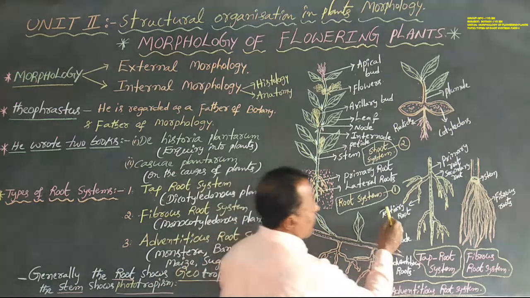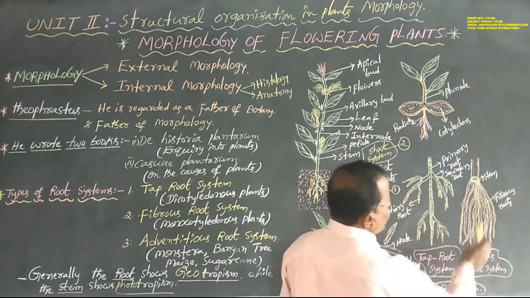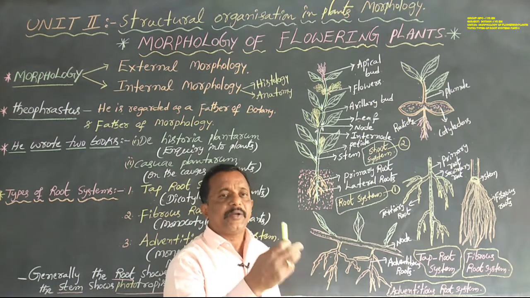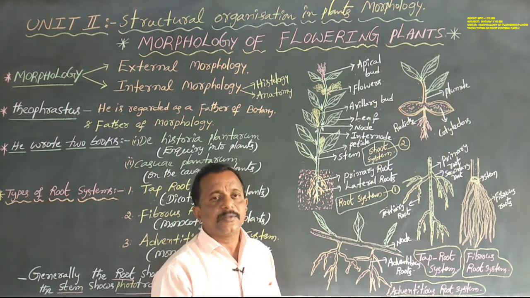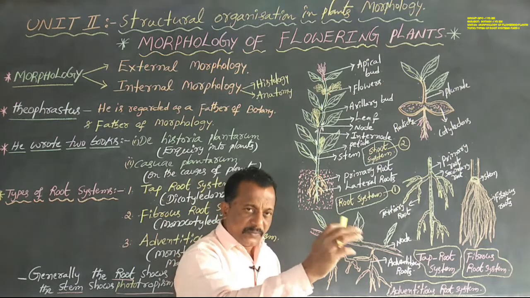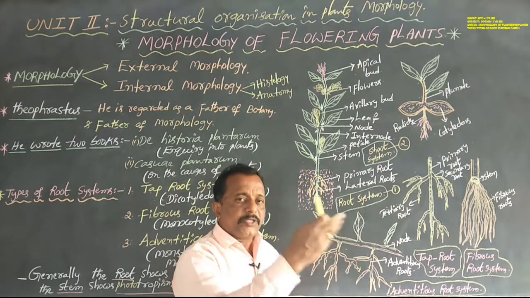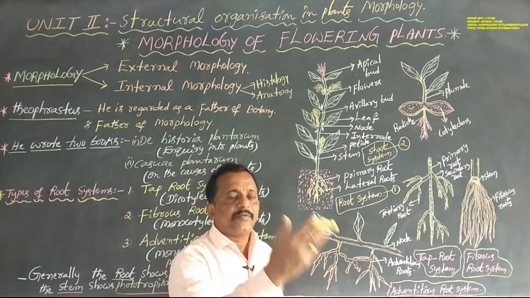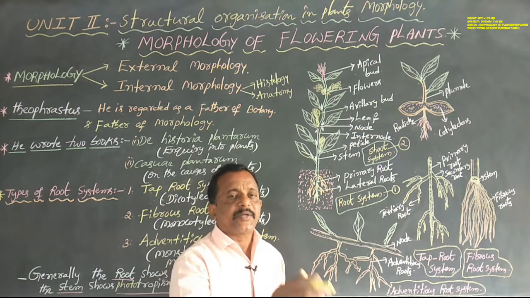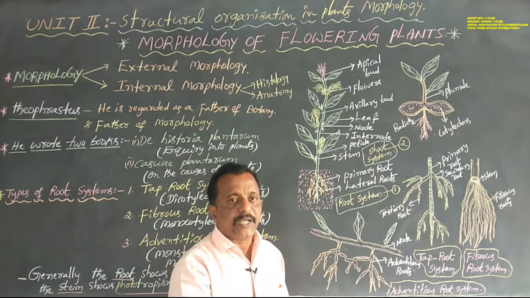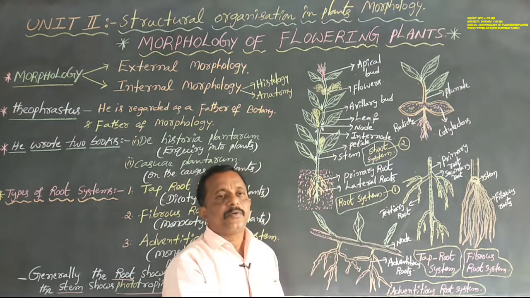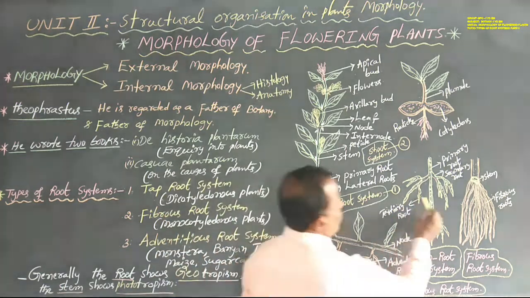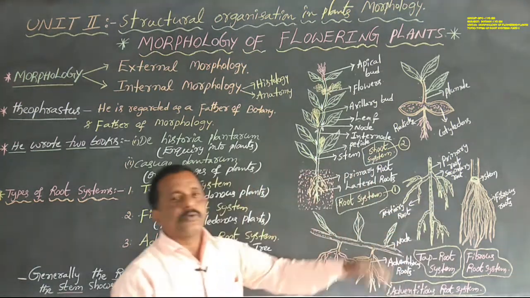But the taproot system and fibrous root system always help in absorption of water and mineral nutrients from the soil, anchoring for mechanical support, storing of food materials, and sometimes synthesis of plant growth regulators. These are the functions of root systems.